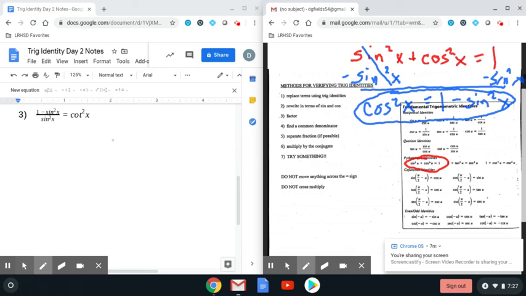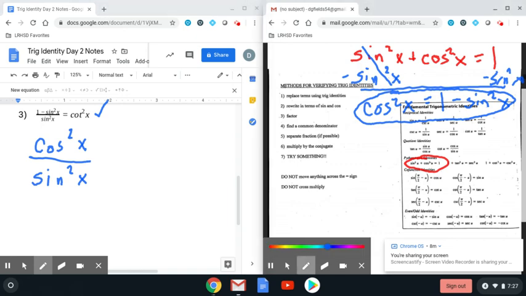So if you guys take a look at 3 and you look at that numerator and you see that you have a 1 minus sine squared x, right away you guys can replace that with a cosine squared x. Now that's still going to be over sine squared x, which is on the bottom. All right, but remember, your main goal is to eventually get cotangent squared x. All right, so now that we have this, we have cosine squared over sine squared.